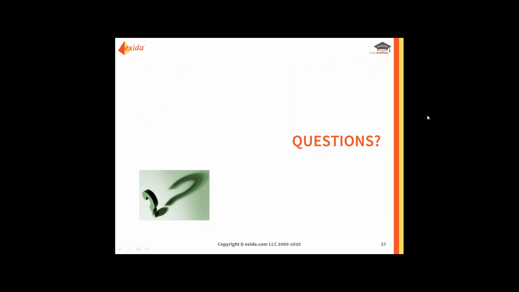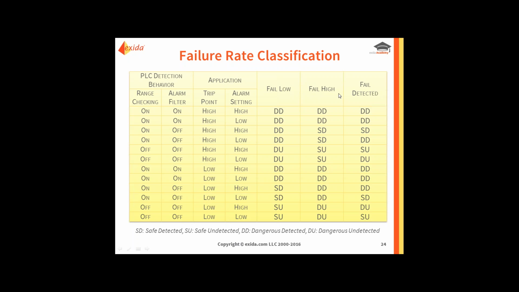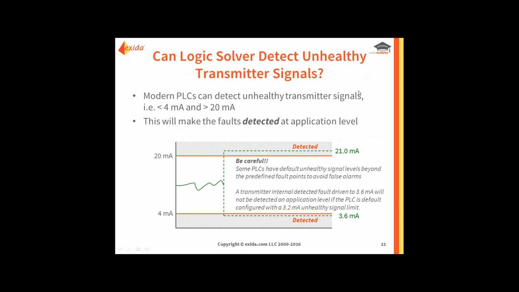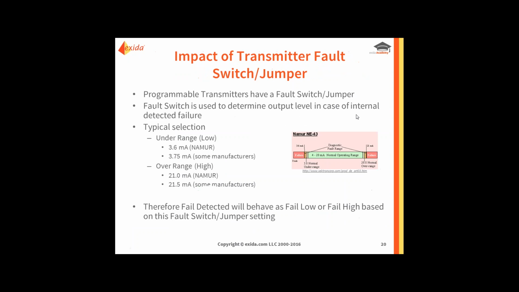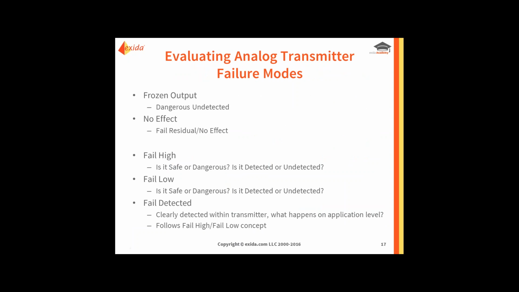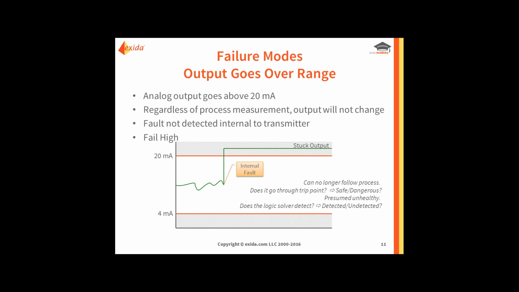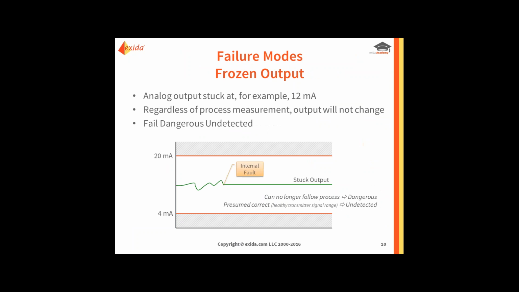So my next slide was questions, and there are a couple of questions. The first, what is the difference between fail low and fail detected failures? And that's, I kind of started with that, but let me go back to the earlier slides. What are the typical failure modes of a transmitter?